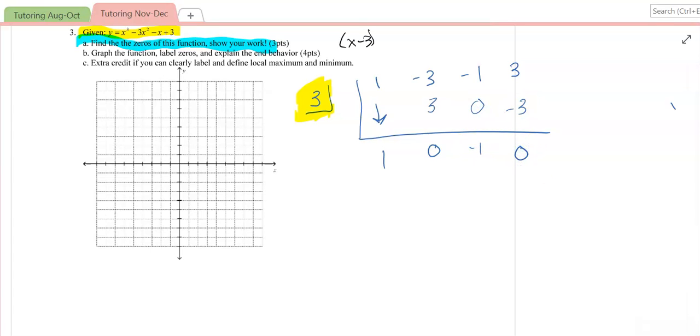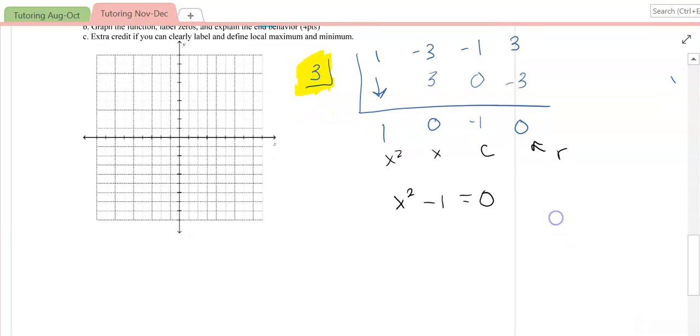Alrighty, we end up with a 0 as a remainder, which is perfect, a -1 as our constant, a 0 as our x, and a 1 as our x squared. So we're ending up with x squared minus 1 equals 0. Now this is a quadratic equation, and we want to find other zeros. So we have options. We could use the quadratic formula. We could use factoring. We could even use square roots, whichever one you are more comfortable with.